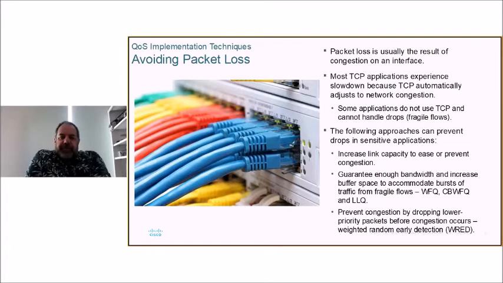So how do we avoid packet loss? It's normally a result of congestion on an interface. Most TCP applications experience slowdown because TCP automatically adjusts to network congestion. Some applications do not use TCP and cannot handle drops, so they have fragile flows. The following approaches can prevent drops in sensitive applications. You can increase the link capacity to ease or prevent congestion. You can guarantee enough bandwidth and increase buffer space to accommodate bursts of traffic from fragile flows using WFQ, CBWFQ, or LLQ. And then you can prevent congestion by dropping lower priority packets before congestion occurs, so weighted random early detection.